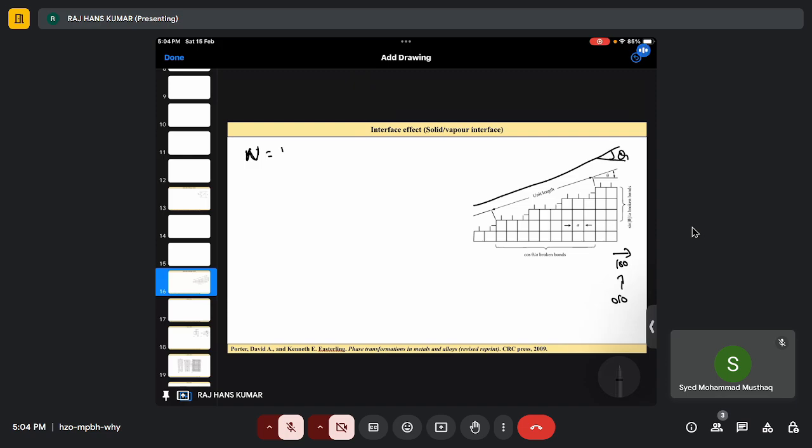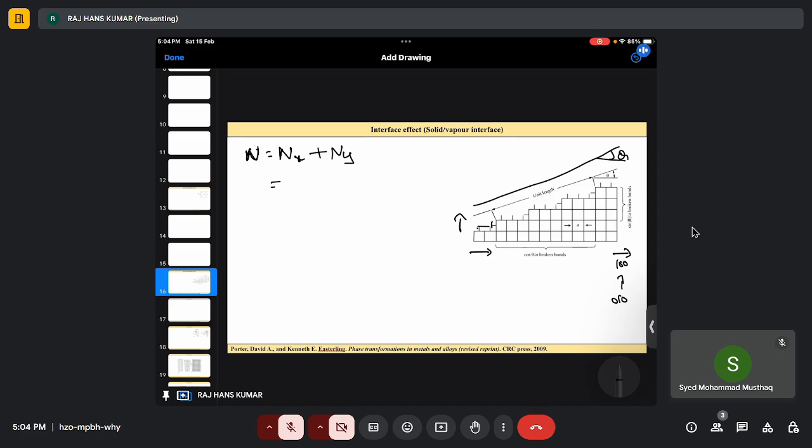Okay. Now N will be equal to the number of broken bonds along x plus the number of broken bonds along y. See, there are two bonds broken here. There is one broken bond here. Now, this is my lattice parameter a. Let's suppose it is simple cubic. Now, the number of atoms being broken will be equal to... so let's take per unit length.